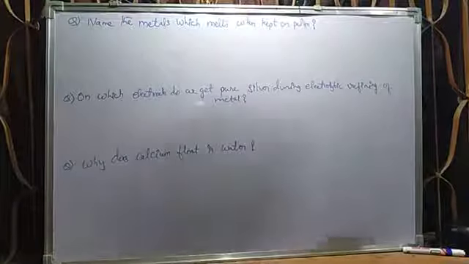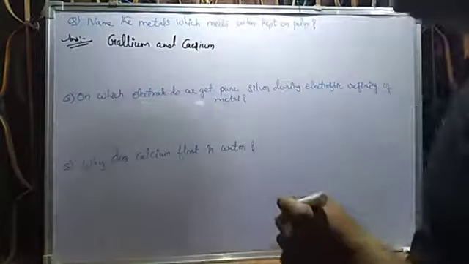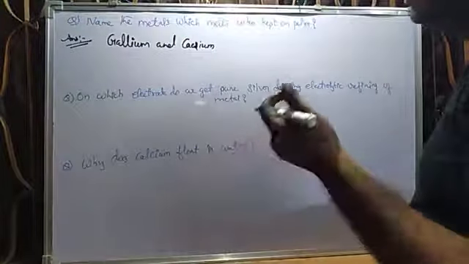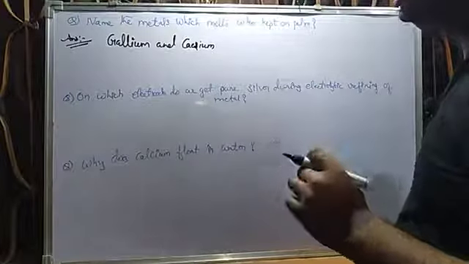The next question is asking: name the metals which melt when kept on the palm. Gallium and cesium are the metals which have very low melting points, so if they are kept on the palm only, they will readily melt.